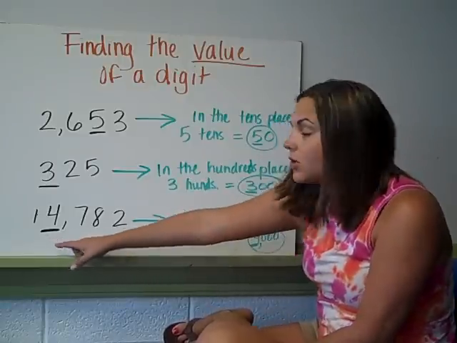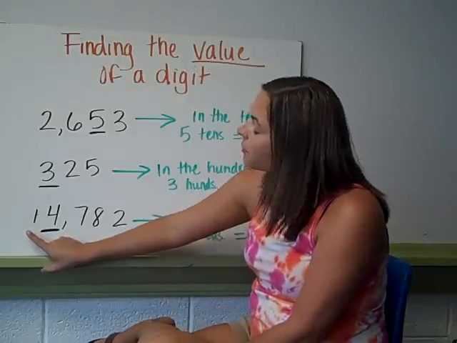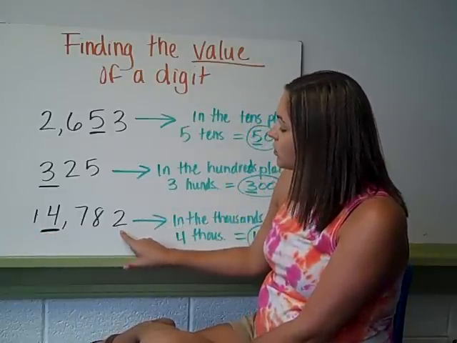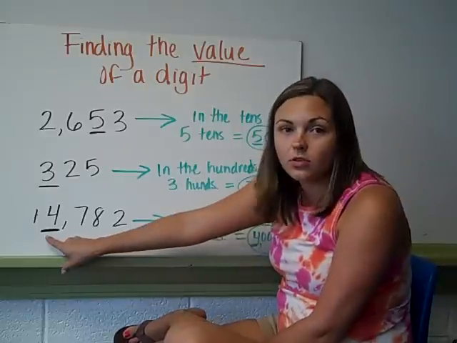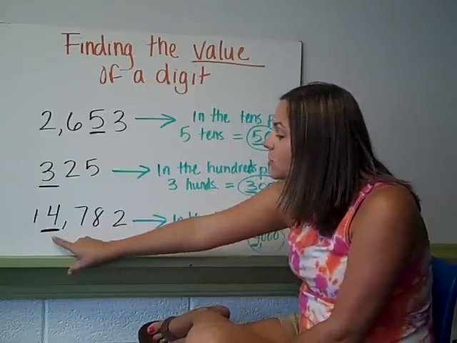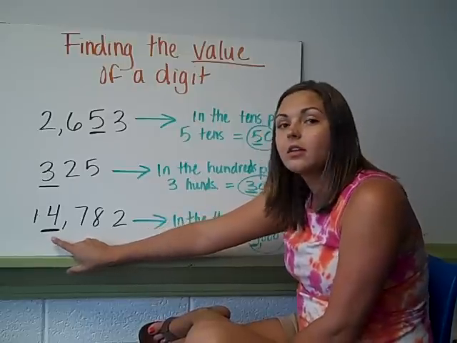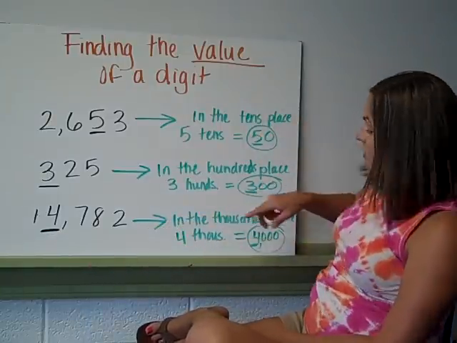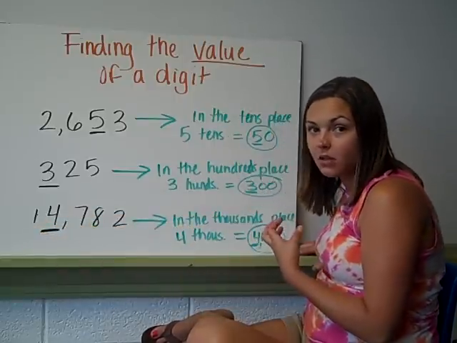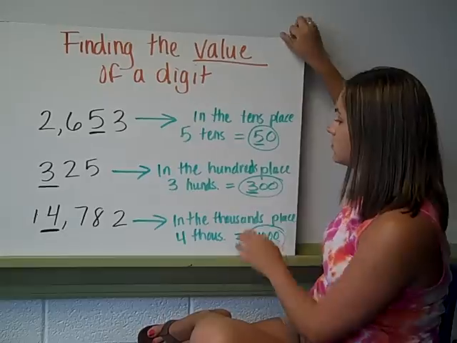In this number down here, we have 14,782. The 4 is underlined. What place is the 4 in? It's in the thousands place. So if I have 4 thousands, that equals 4,000. So the value of just that 4 is 4,000 by itself.